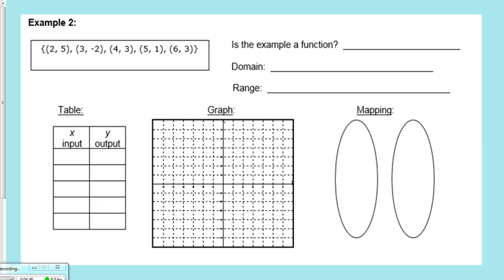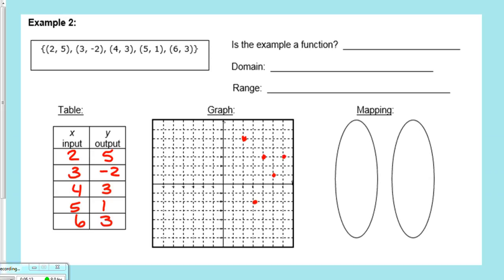This time they gave us the list of coordinates, so we're going to need to turn them into a table, graph, and mapping. So I'm just going to start writing them in. 2, 5, 3, negative 2, 4, 3, 5, 1, 6, 3. Okay, I'm going to go ahead and put them on my graph. 2, 5, 3, negative 2. I'm counting. 4, 3, 1, 2, 3, 4, 3, 5, 1, and 6, 3.